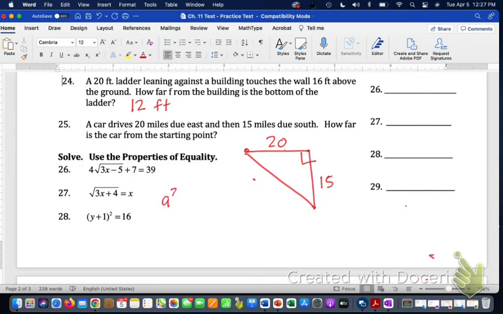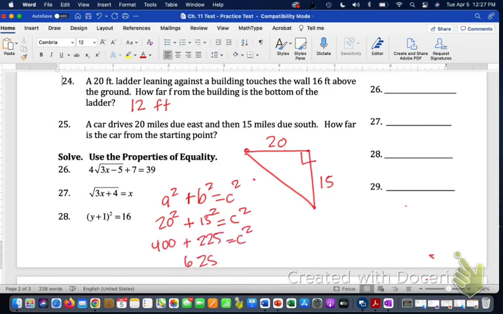So again, it's a squared plus b squared equals c squared. It's 20 squared plus 15 squared equals c squared. 400 plus 225 equals c squared. It's 625 equals c squared. Don't be rude, just root it. And we have 25 is equal to c. So it will be 25 miles from the starting point.